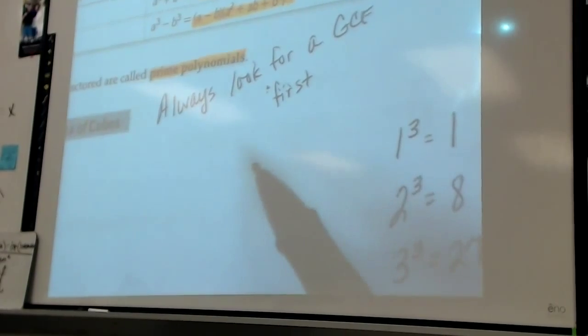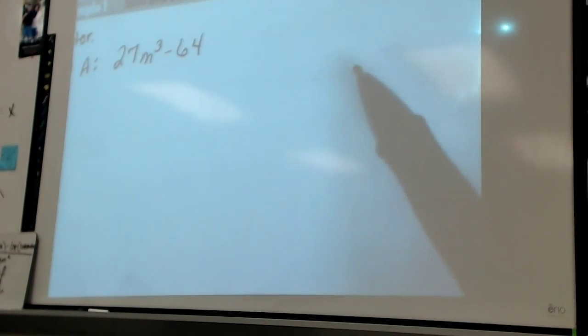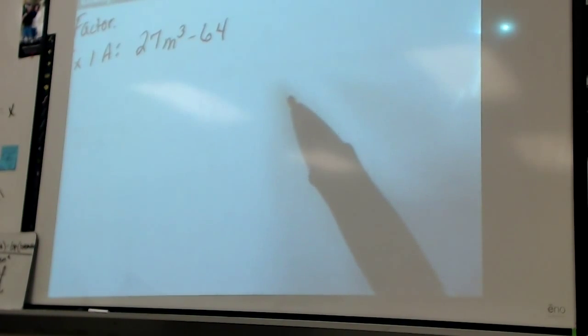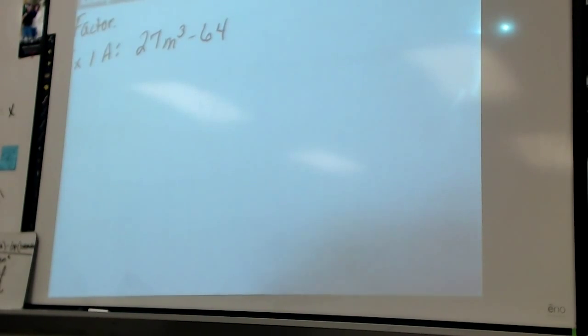What's the first thing we always want to check for? A GCF. Do we have a GCF? What number can both of these be divided by? Oh, the largest. 4. No, 27 can't be divided by 4. 9. 64 can't be divided by 9. No. So I'll just go ahead and tell you, there is no GCF other than 1. Okay? So now, next thing, count your terms. How many terms do we have? 2. So normally, up until today, you've always looked for a difference of squares, which of course this isn't.